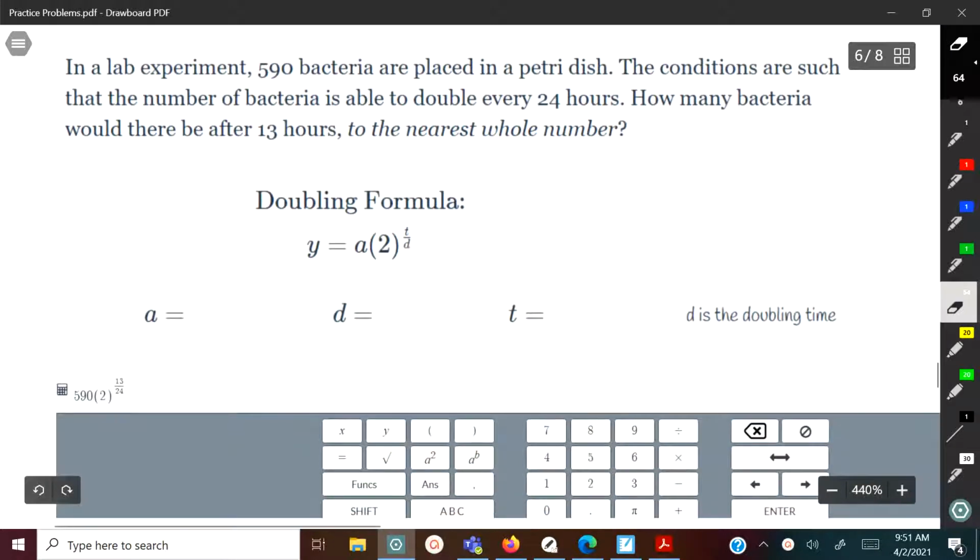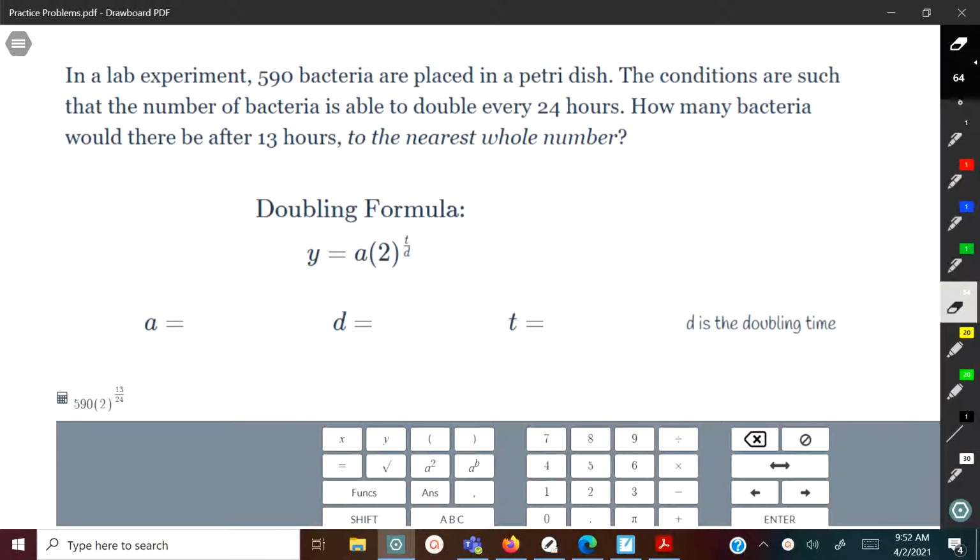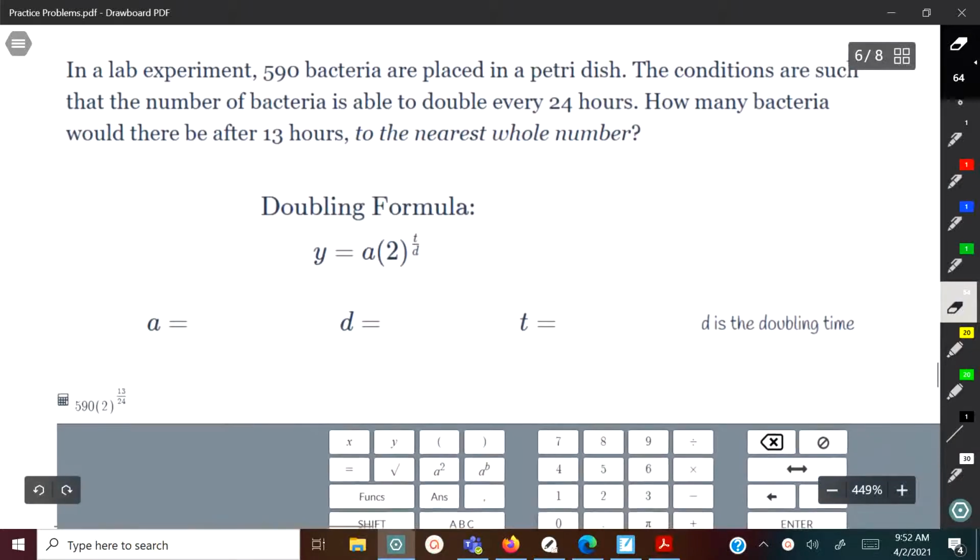Alright, so here in a lab experiment, 590 bacteria are placed in a petri dish. The conditions are such that the number of bacteria is able to double every 24 hours. How many bacteria would there be after 13 hours to the nearest whole number? Okay, so right there it says double, so you know to use the doubling formula. Any indication that it doubles, meaning you're going to use the doubling formula. I've already got it laid out here with everything that you need.